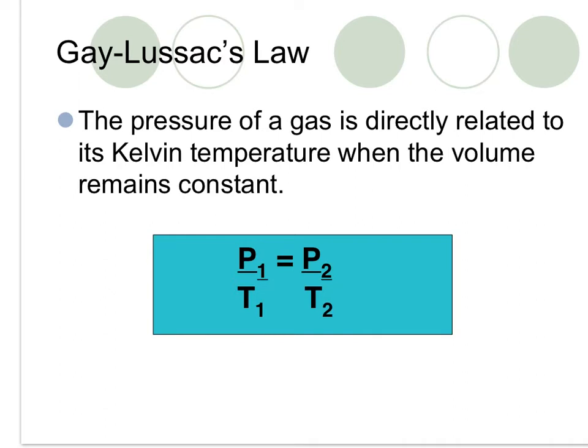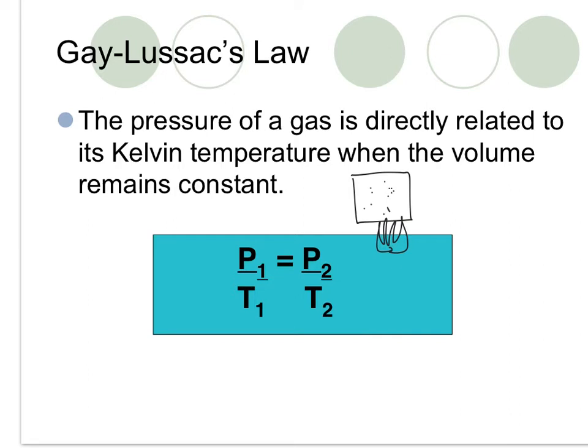So basically what Gay-Lussac's law says is that if the pressure of a gas is affected, then it varies directly with its Kelvin temperature, because remember, we can't use Celsius, and the volume remains constant. So if you think about this, I'm giving you a container, and I am affecting the temperature. If I put fire underneath this container, and the container cannot change sizes, maybe it's a metal container, then what's going to happen to the molecules inside of that box?